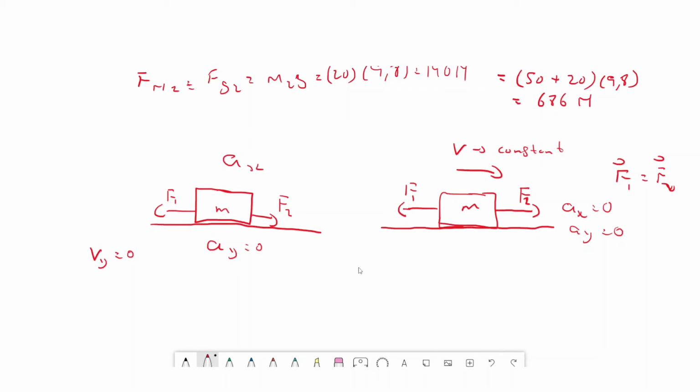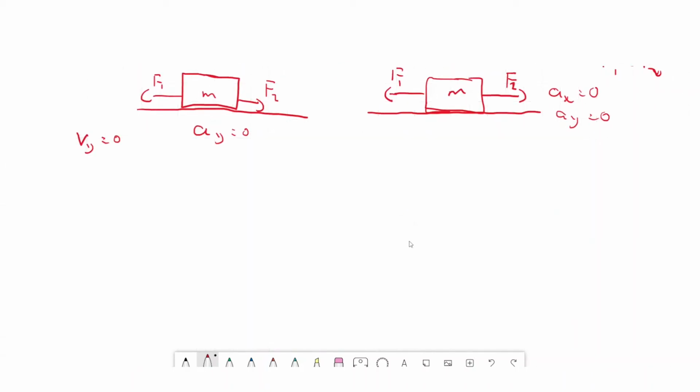Another one is when you consider, if I have an object and this object is moving downwards, right? It's moving downwards, but at a constant velocity, right? So V is constant. Then there is no AX because this object is not going to the left or the right. So this one is 0. And also there's no AY because it is moving at a constant speed.